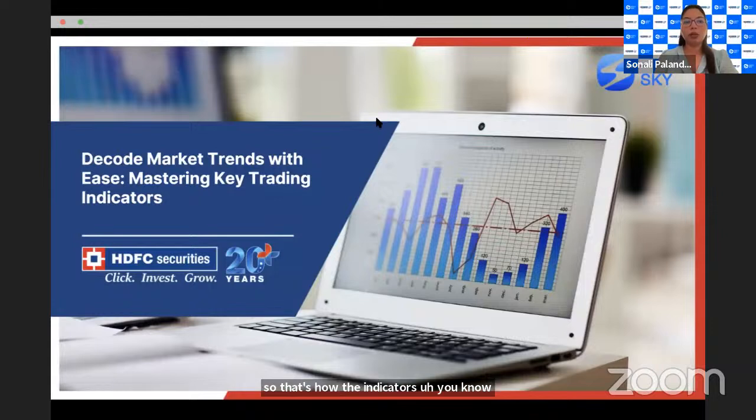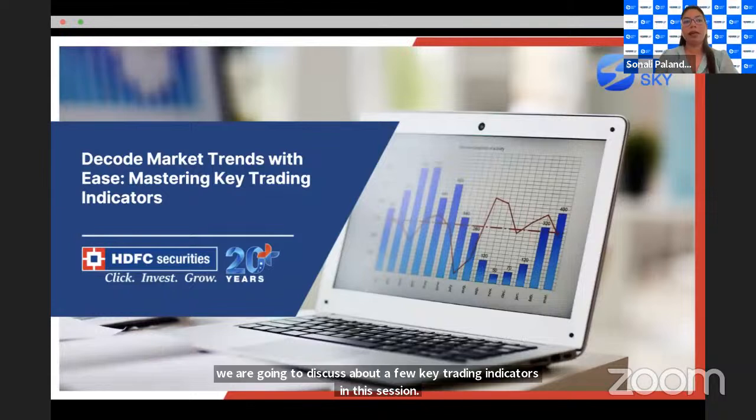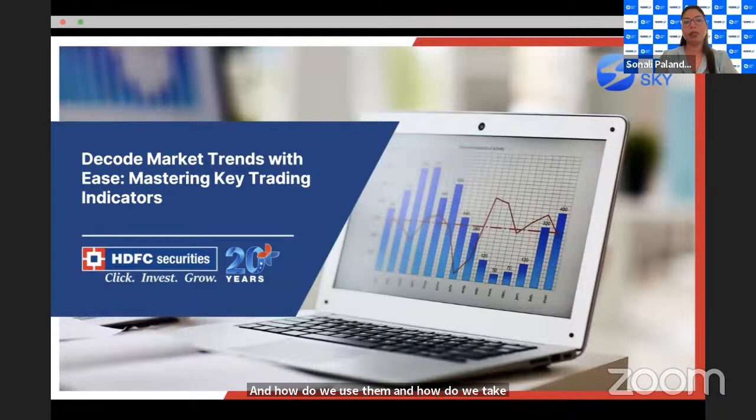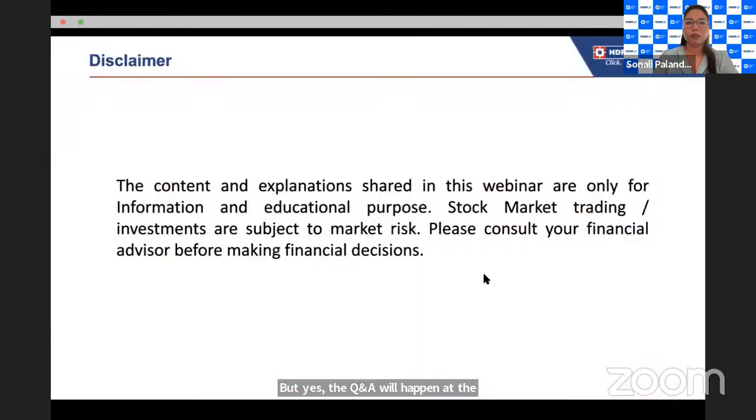We are going to discuss a few key trading indicators in this session, and how we use them, and how we take the trading points, be it entry, stop loss or exit, based on such indicators. All of that we are going to cover in today's session. Once the session is done, at the end, if you have any queries, you can let me know in the chat box. Even if you put them earlier, that's fine, I'll take them at the end, but yes, the Q&A will happen at the end. Okay, so we can go forward.